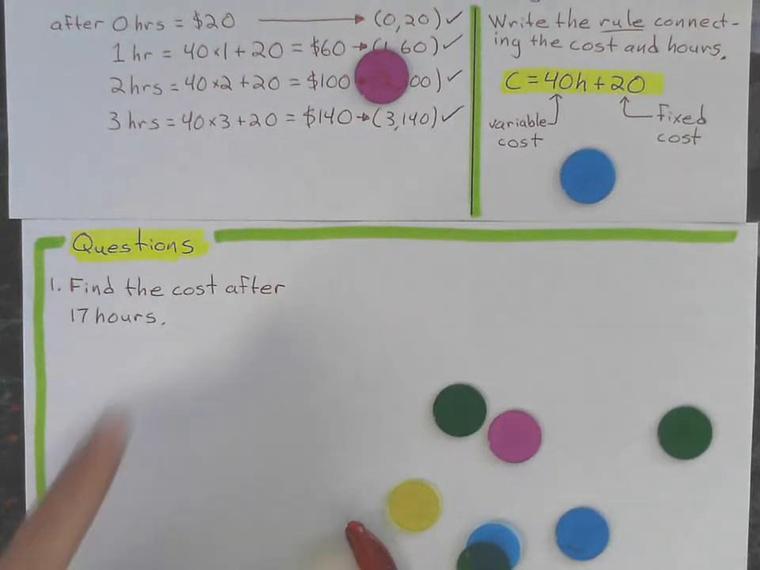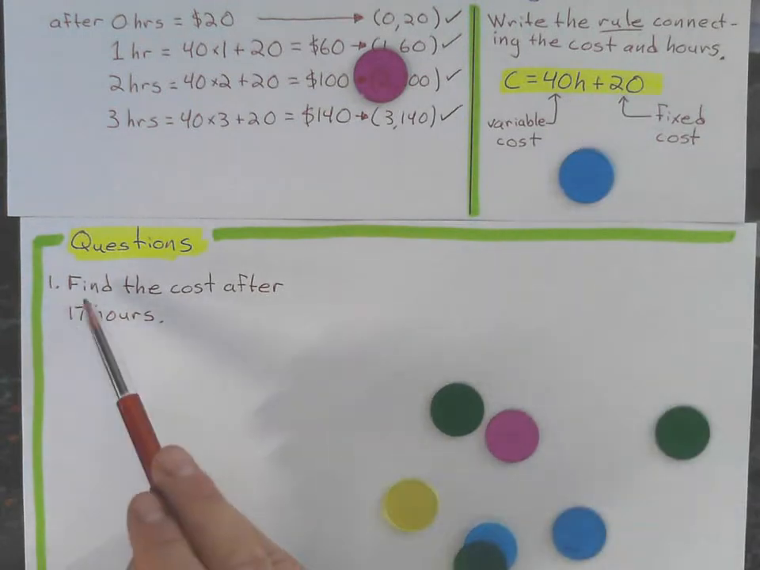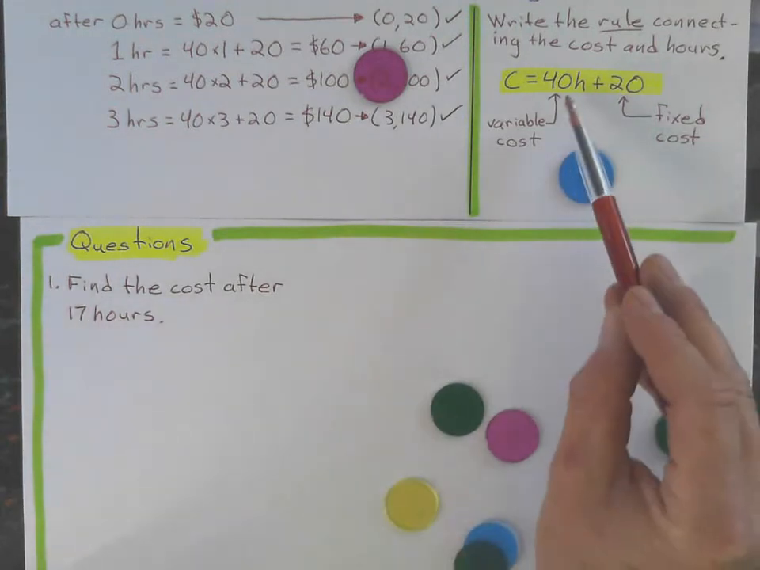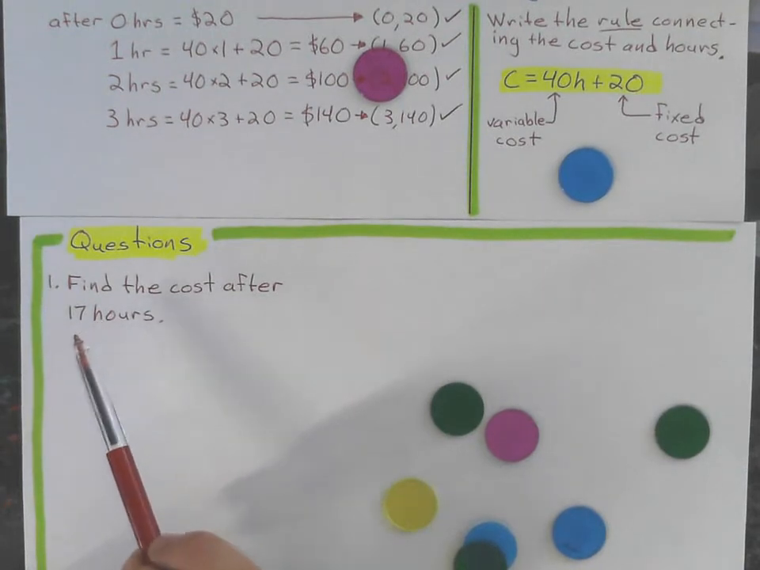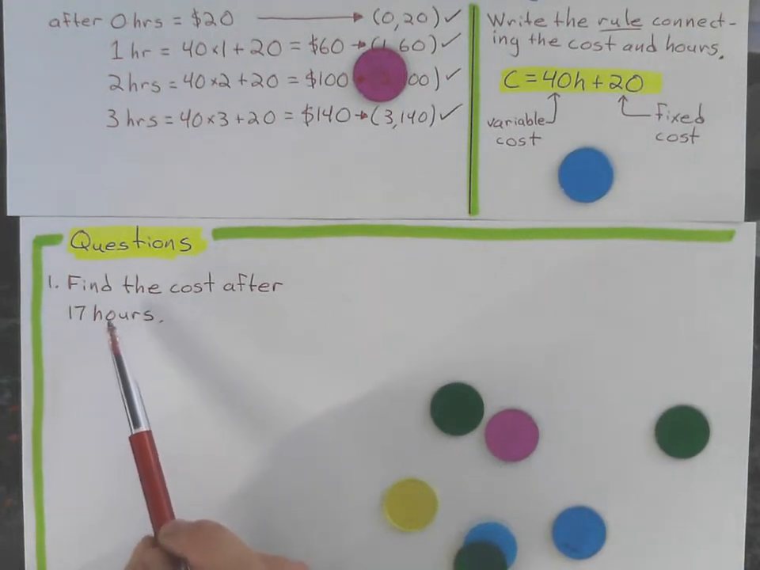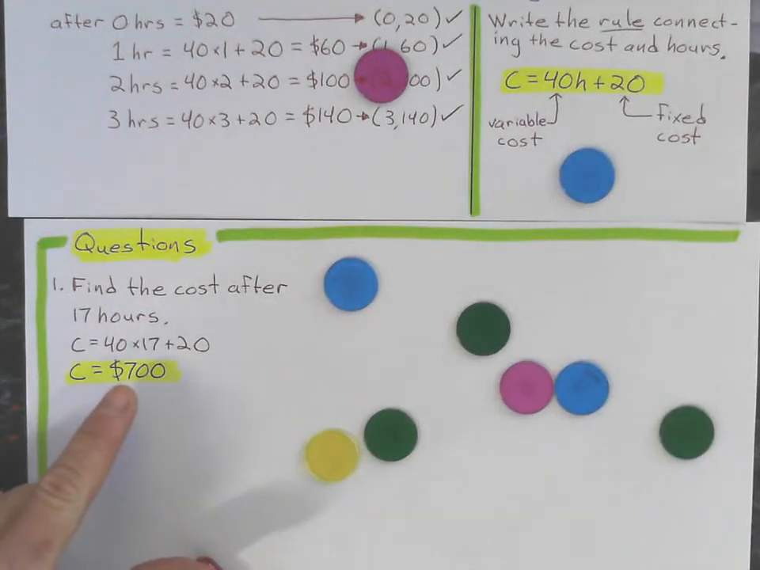Okay, so the first question is finding the cost after a certain number of hours, and once I've got my formula, I can just substitute H for 17 into here simply to find the cost. Pretty big job if it's 17 hours worth of plumbing. Okay, maybe some toilets exploded in your house, but let's see what we get. So I get a cost of $700.